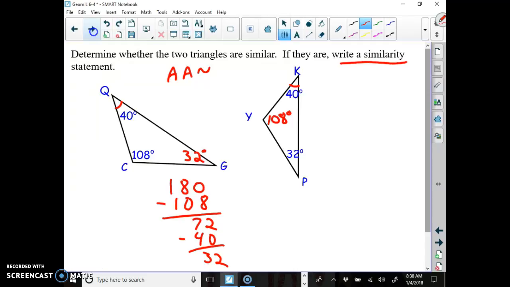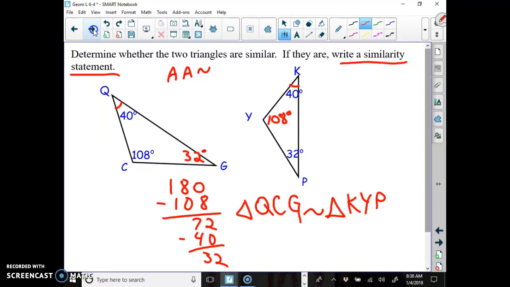Okay, when you write a similarity statement, you are going to say one triangle is similar to another triangle. Again, order matters, just like it did when we had congruent triangles. So I'm going to do from the 40 to the 108 to the 32 degree angle. So on the second triangle, K is the 40, Y is 108, 32 is angle P. So there we'd have our similarity statement. So again, remember, order does matter.